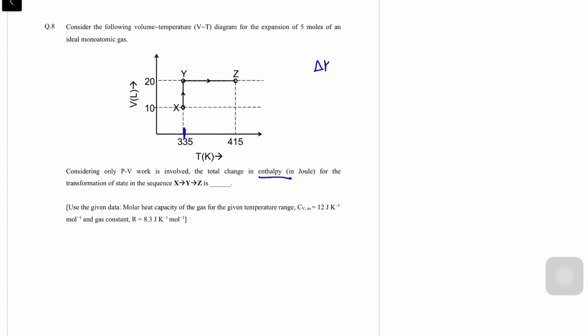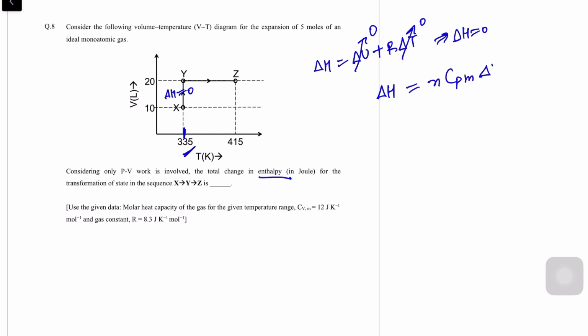Now we know that delta H is delta U plus R delta T. For an ideal gas, if temperature is constant, delta U is 0 because internal energy is a function of temperature only. Delta T is 0, which means delta H is also 0, right? So for this process, X to Y, delta H is 0. Now from Y to Z, temperature is increasing but volume is constant. So here we can use delta H is N CPm delta T.